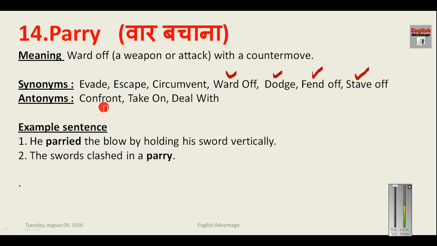When you do not escape something, when you do not evade something, you confront it, you take it on, or you can say you deal with it. Okay, so the example sentences: he parried the blow by holding his sword vertically. The swords clashed in a parry. So these are the example sentences, a very important word.